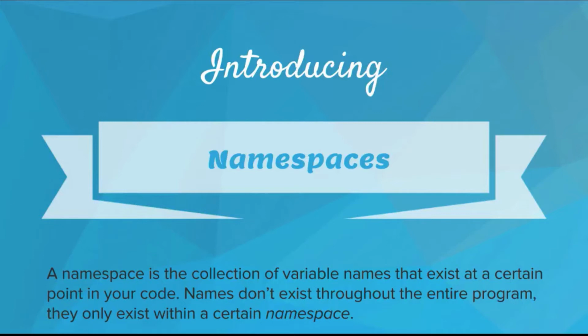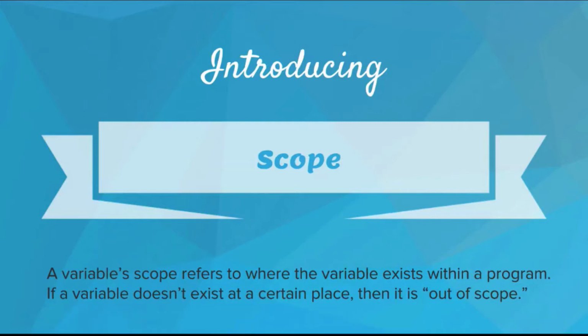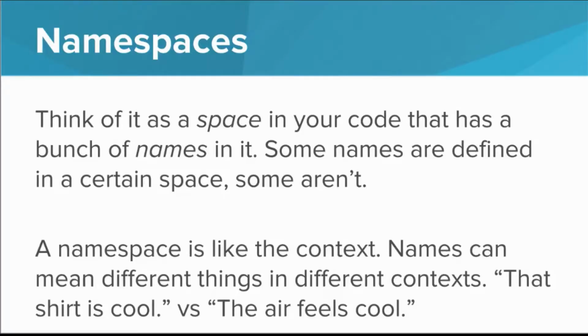Namespaces are closely related with the concept of scope. A variable's scope refers to where exactly the variable exists within a program. If a variable doesn't exist at a certain place in the code, then it is out of scope. So you can think of a namespace in your code as a space in your program that has a bunch of names in it. Some names are defined in a certain namespace and some aren't.